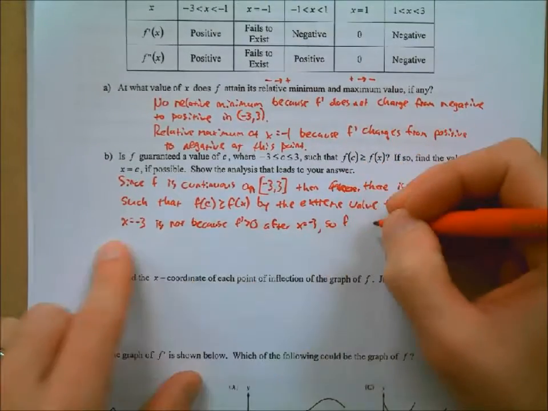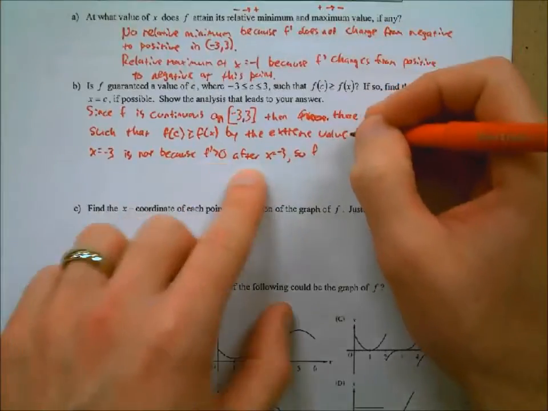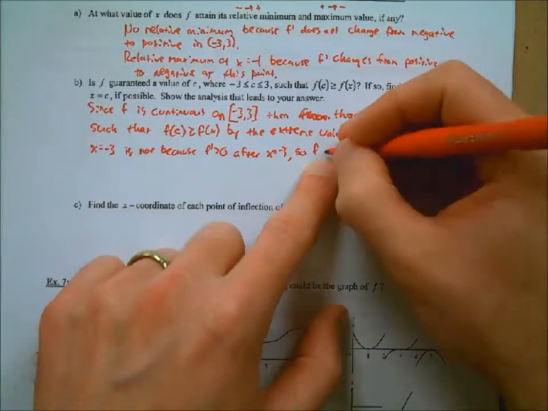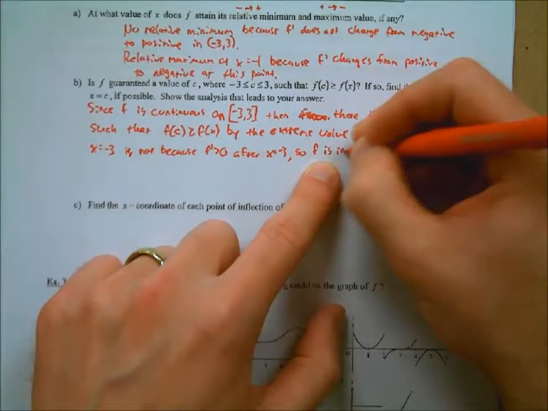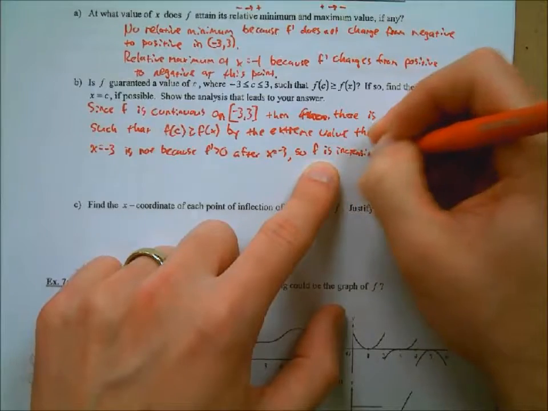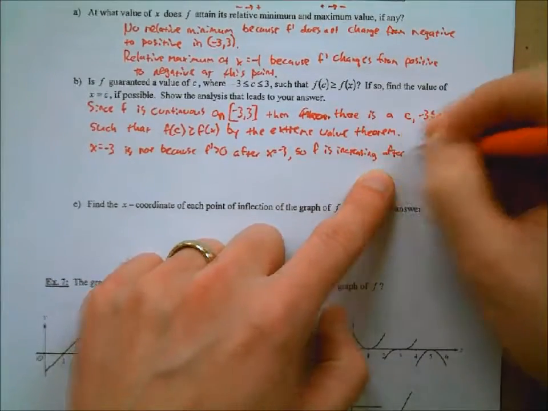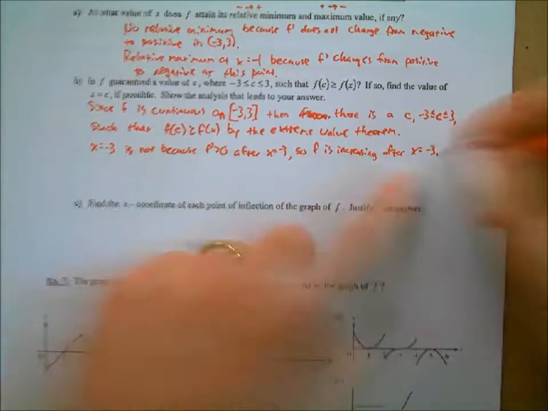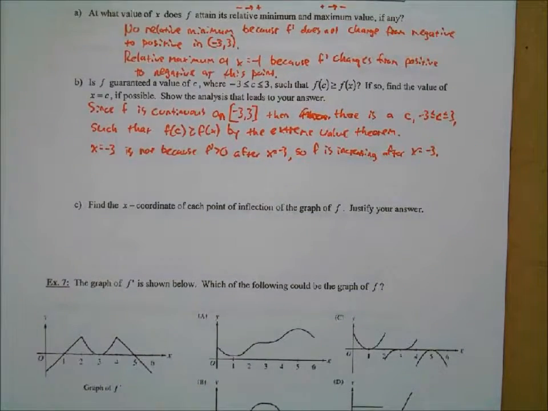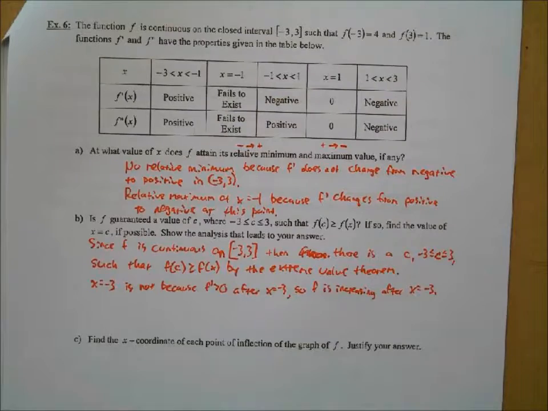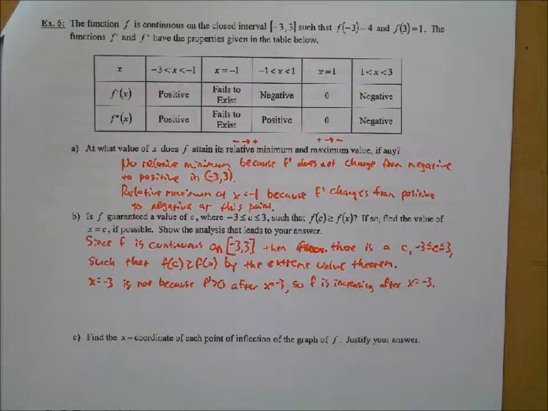Okay, so x equals negative 3 is not because f prime is 0 after x equals negative 3. So f is increasing after x equals negative 3. Okay. The next place that we get to is x equals negative 1. Right? Next critical point we get to is x equals negative 1. Could x equals negative 1 be an absolute maximum?